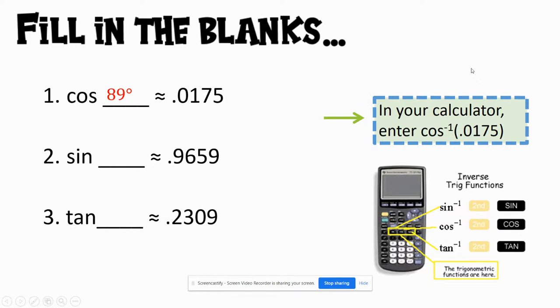For number 1, if you entered in inverse cosine of 0.0175, it's about 89 degrees. For number 2, if you went to your calculator and typed in the inverse sine of 0.9659, it should be about 75 degrees. And for the last one, if you went to your calculator and did the inverse tangent of 0.2309, it should have come out to be about 13 degrees.